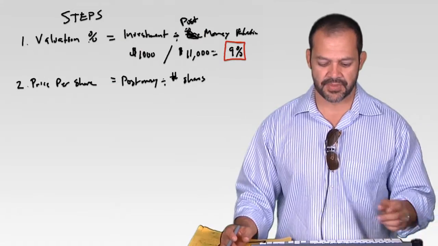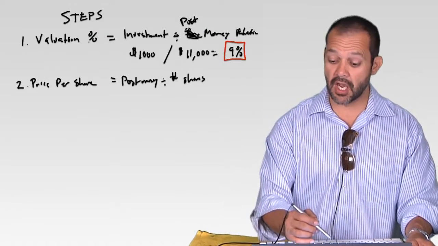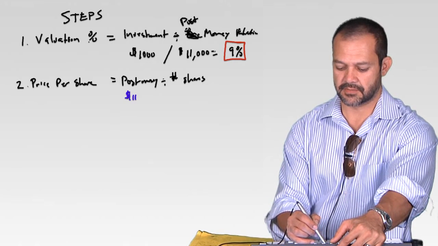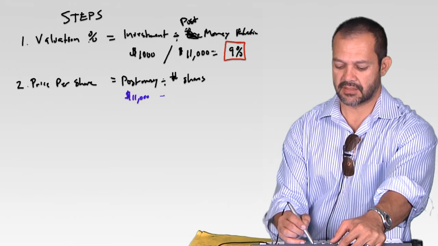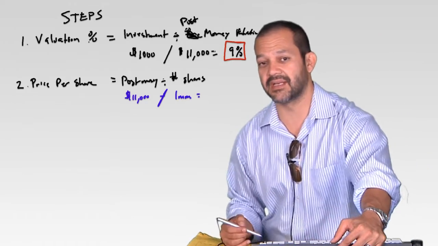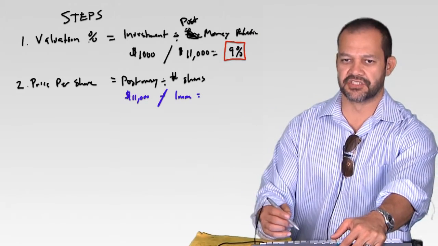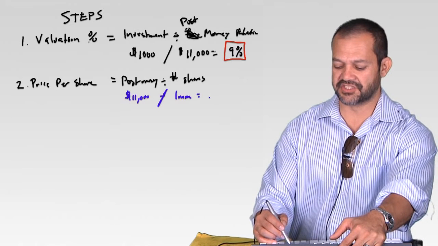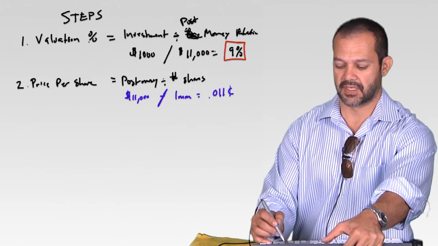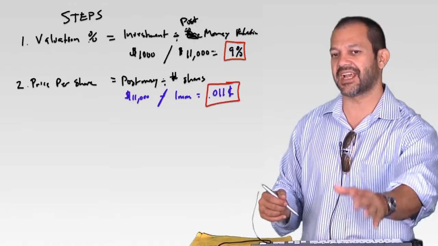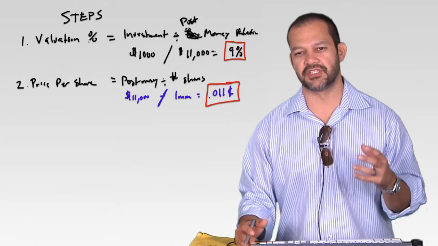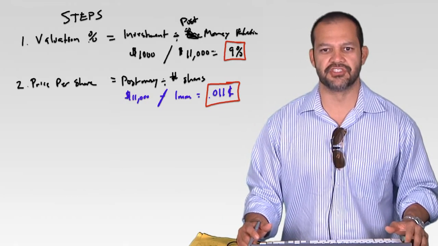So here we have the post-money valuation, which we know is $11,000, divided by 1 million shares. What does that come up to? The math is fairly simple, and you're going to come up with essentially 0.011 cents per share. And this is the second step in determining not only valuation or percentage, but determining how much your investor is going to have.